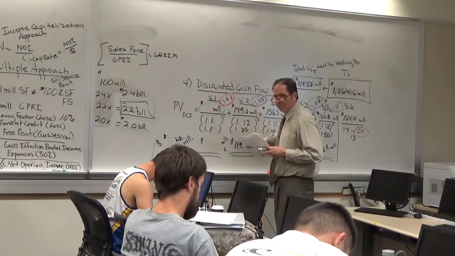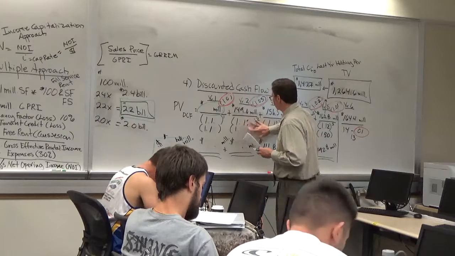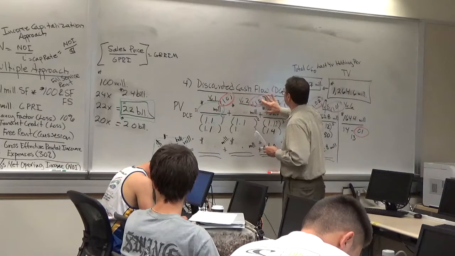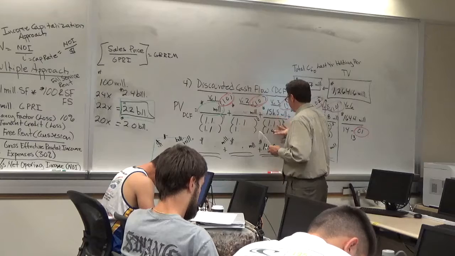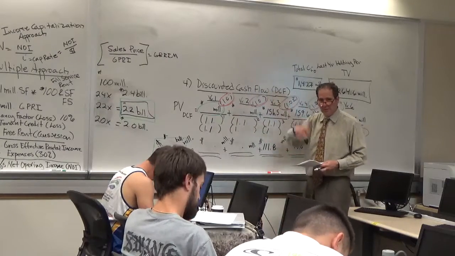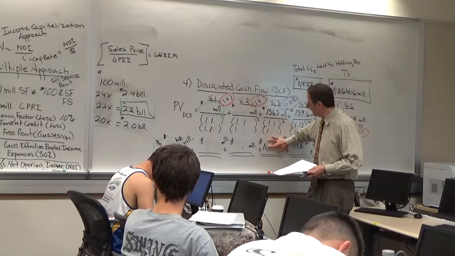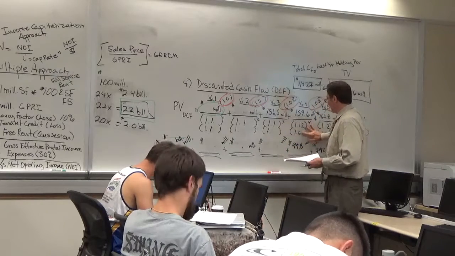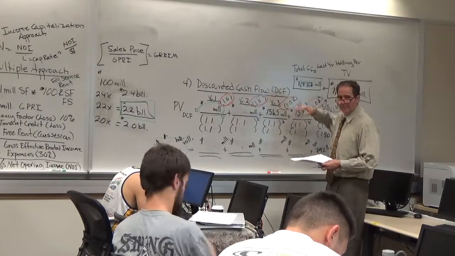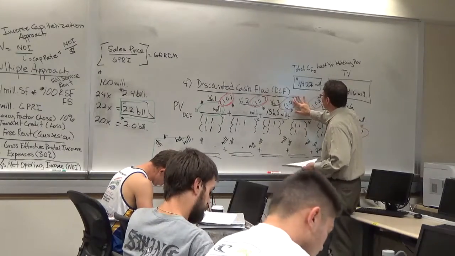I'll give you some time to set up the problem. What's the holding period? 5 years. Usually when we underwrite these things, we use a pro forma cash flow statement for 10 years. But I didn't want to do 10 years of this. I only wanted to do 5, so I shortened the holding period. Are you setting this up? Some of you are probably already calculating it.